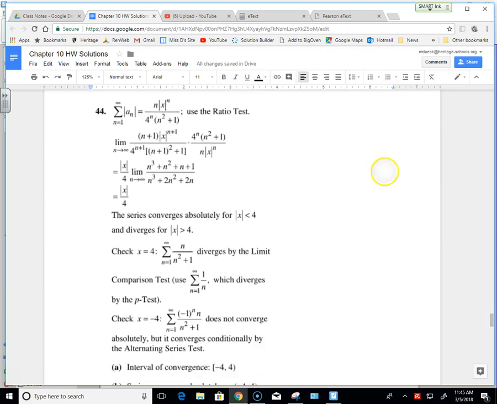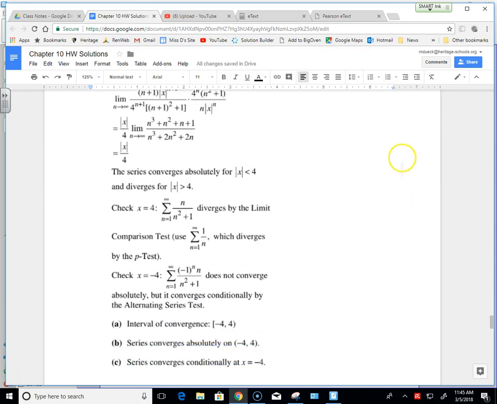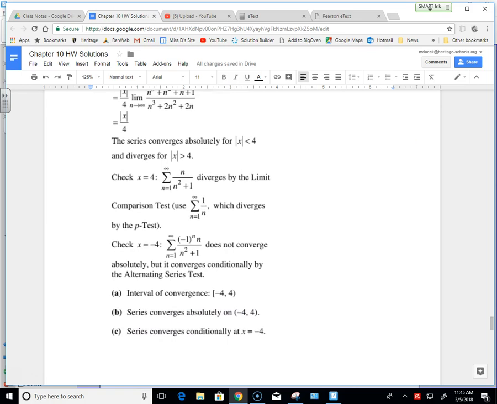Number 44. Can I go straight down? Interval of convergence closed, -4 to 4. Absolutely would be open because it's conditional at -4.